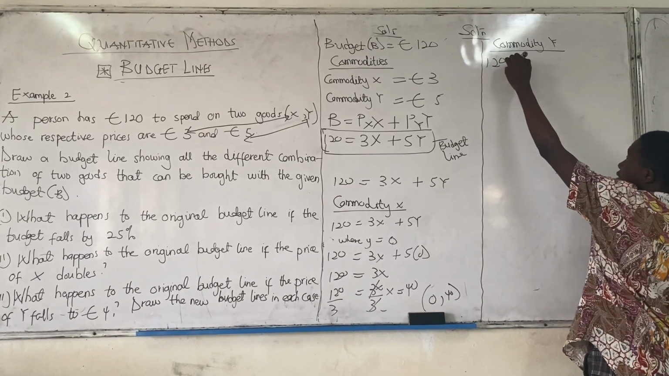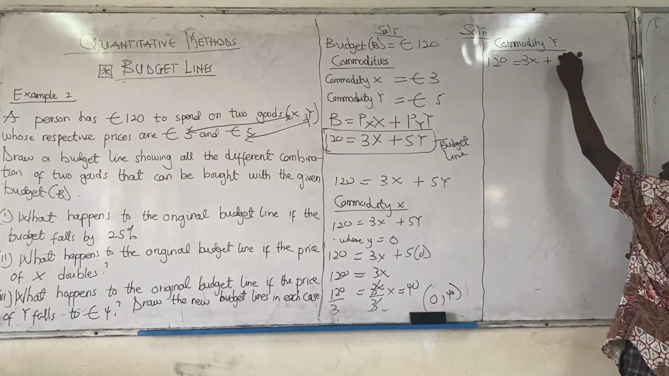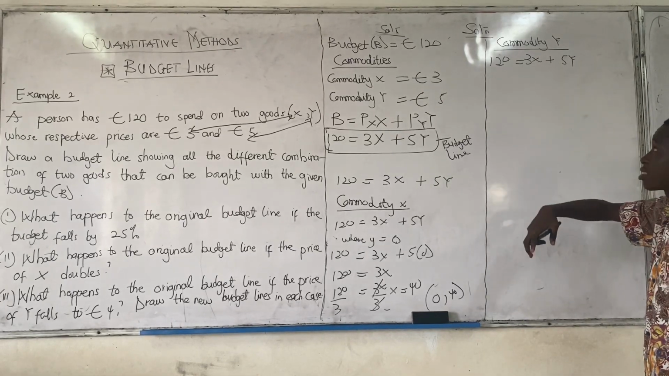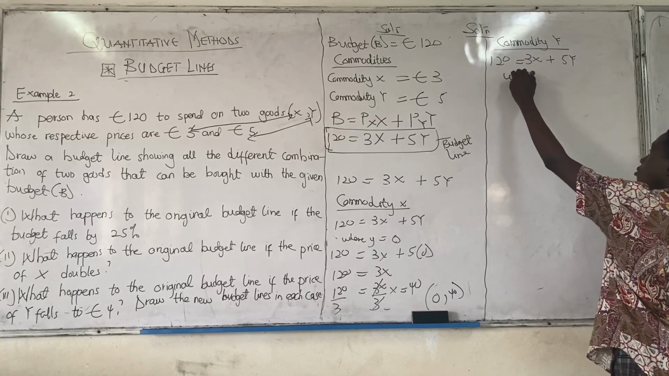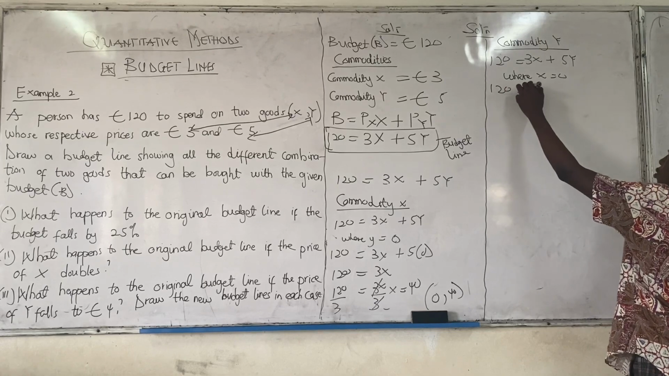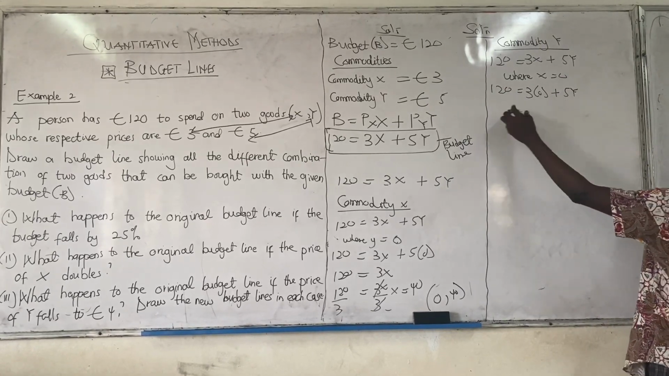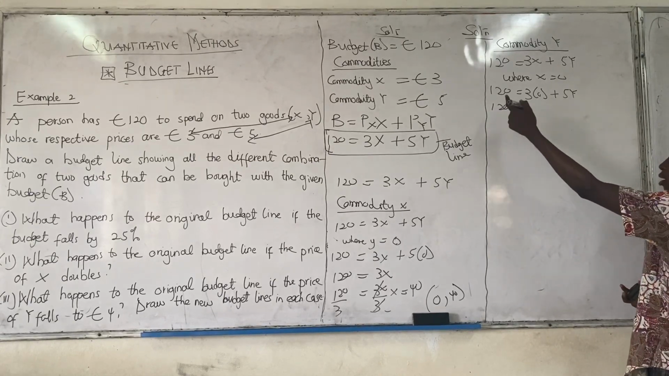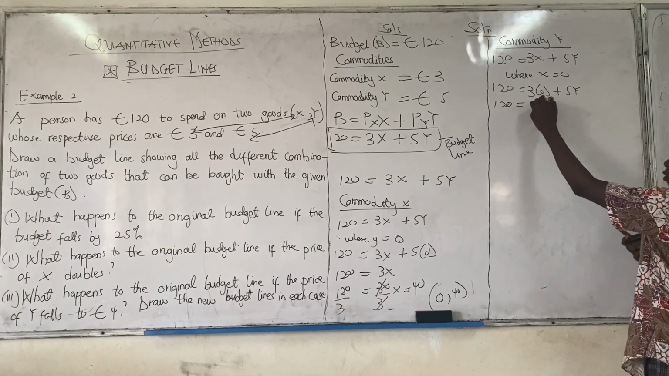Let's rewrite the budget line. 120 is equal to 3x plus 5y. We are looking for the commodity y, so we represent the x by 0. Where x is 0, 120 is equal to 3 times 0 plus 5y. This will definitely give us a 0, so it wouldn't be necessary to bring it back. Just put the 5y there.